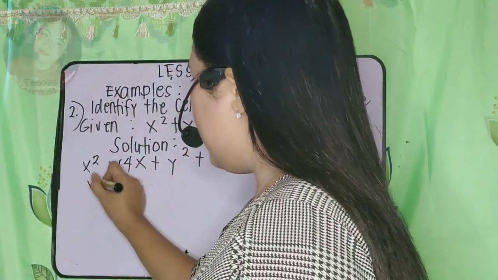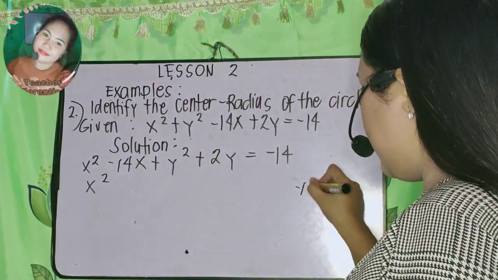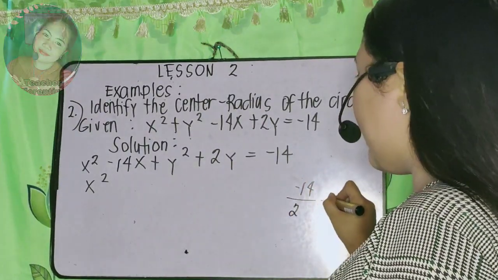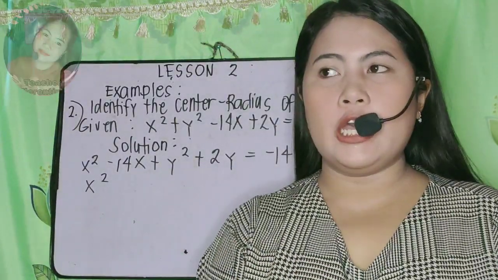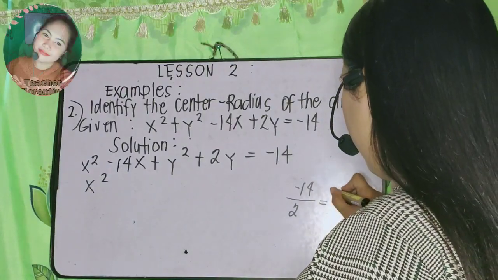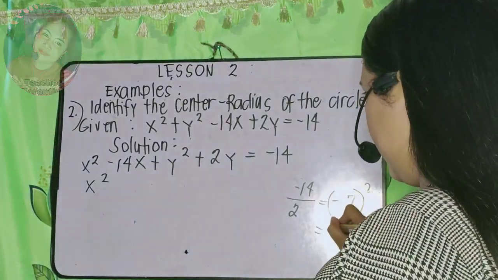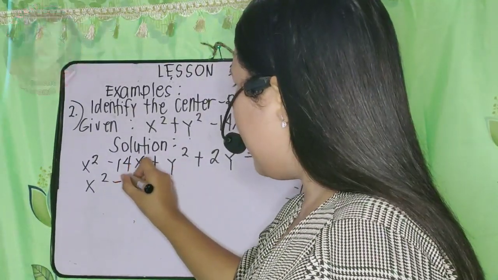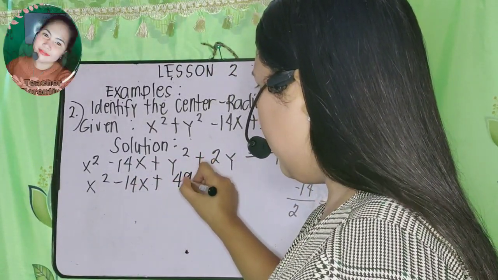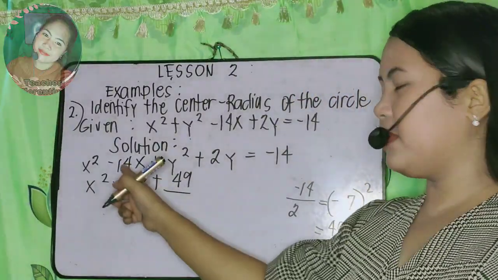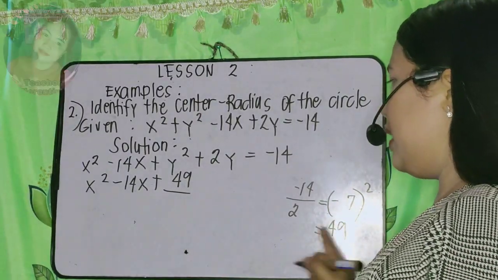So, copy x squared. Then, find the half of negative 14. So, what is the half of negative 14? We have negative 7. And then, after finding the half of negative 14, we're going to square it. Okay, so square. So, negative 7 times negative 7, that is always positive 49. So, copy minus 14x, then we're going to add there the plus 49. Okay pa? So, pag nakuha na yung half ng negative 14, which is negative 7, square it so that it would be positive 49.